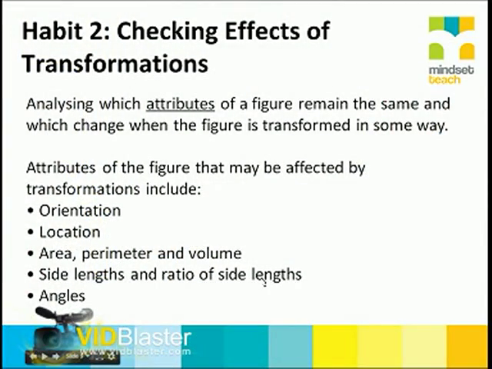So it talks about attributes of the figure that we can change: its orientation, its location, its area, perimeter, and volume, side lengths, the ratio of the side lengths, and the angles in the shape itself, in the quadrilateral. So let's bring it closer to what we're looking at in the grade 10 curriculum.